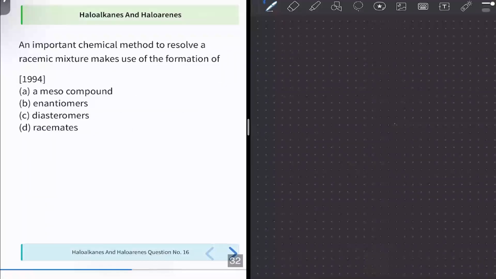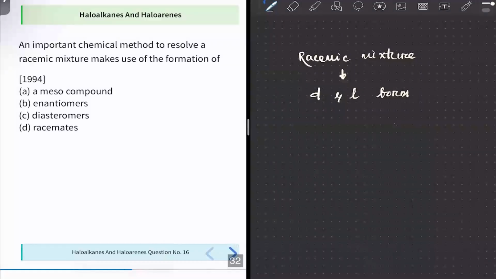Okay. So, question number 16 asks, an important chemical method to resolve a racemic mixture makes use of the formation of. There is a racemic mixture. What do you mean by racemic mixture? A racemic mixture is a mixture of the D and L form of a compound. The optical isomers D and L form are mixed together to form a mixture. That mixture is called a racemic mixture.